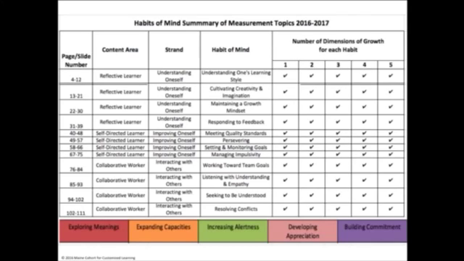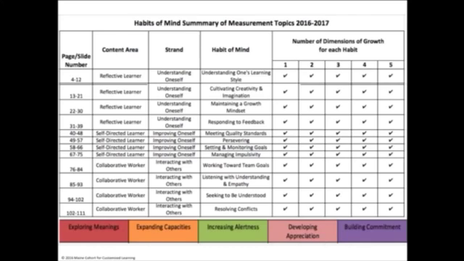So similar to what you see in our content knowledge, you notice here that if you had the PDF copy of the Habits of Mind curriculum in your hands, you would have basically a table of contents with the page and slide number on the left here. And then notice that for content area and strands, we use the language of reflective learner, self-directed learner, and collaborative worker. And of course, we describe a reflective learner as understanding oneself, self-directed learner as improving oneself, and then collaborative worker as interacting with others.